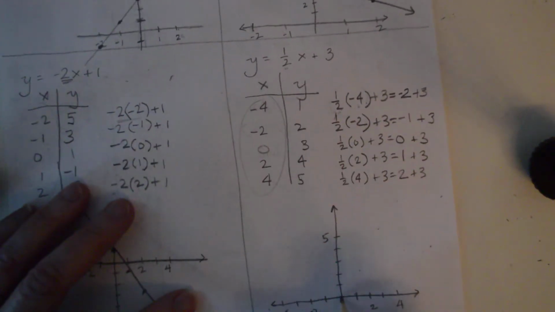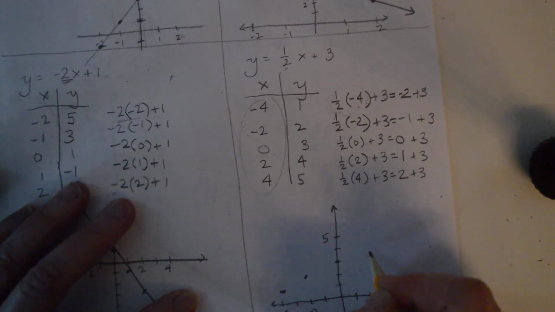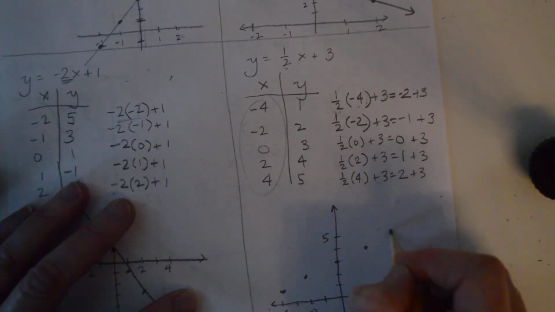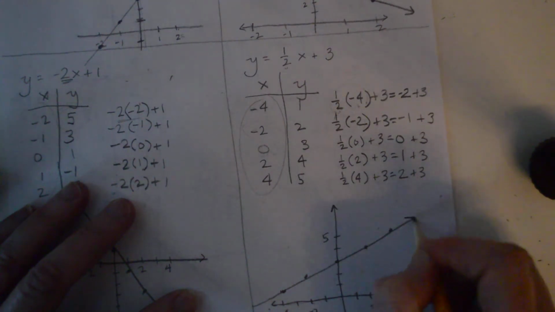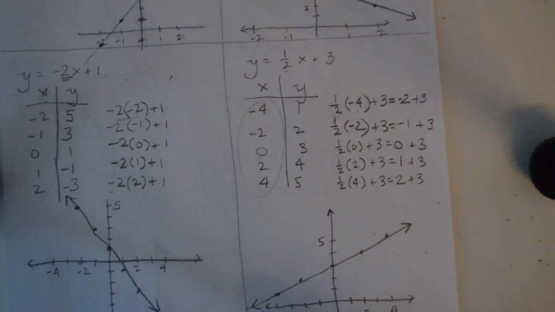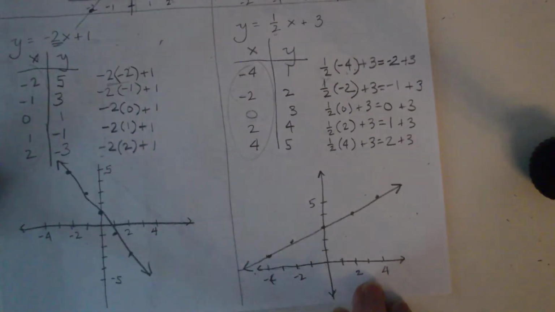Okay, so I plot the point -4, 1, and then -2, 2, and then 0, 3, and then 2, 4, and then 4, 5. Again, we get all of them on a nice straight line.